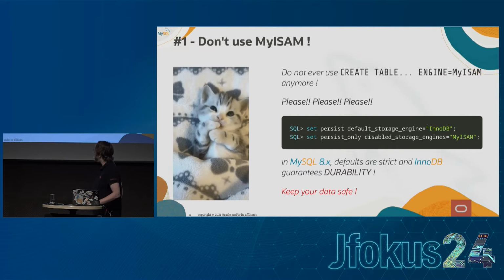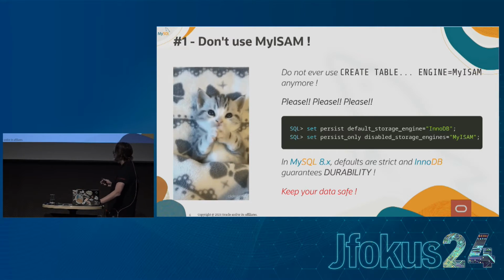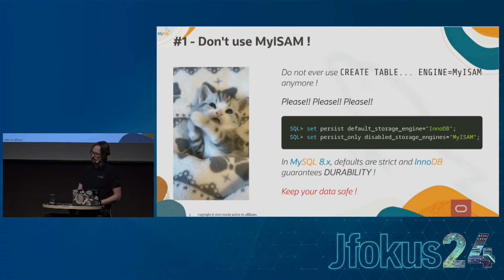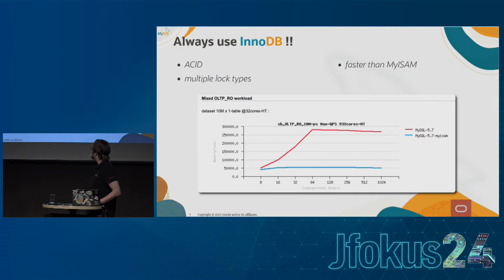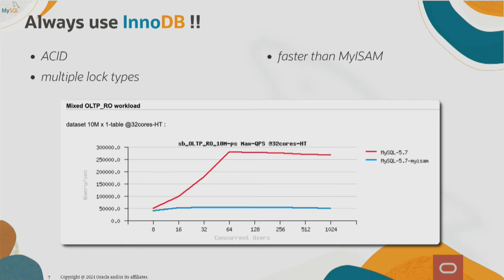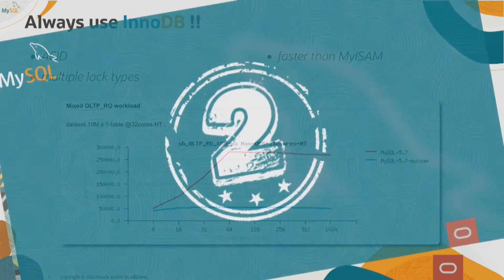With MySQL 8, we really want to be completely ACID compliant and not lose data. So by default, we are using InnoDB. And as you can see, even for performance, it's much better. So the first tip was: don't use MyISAM.